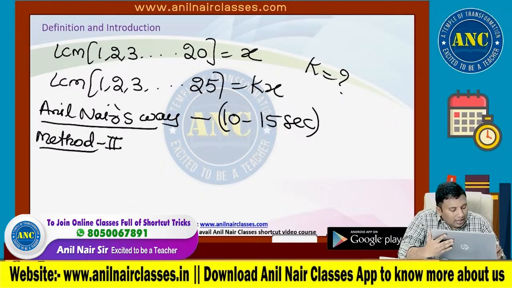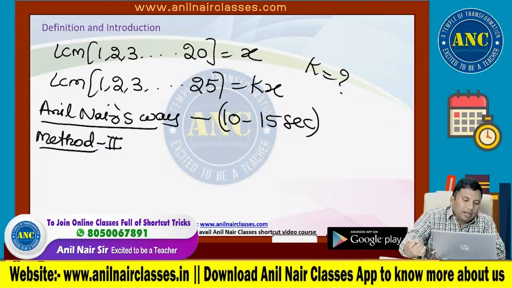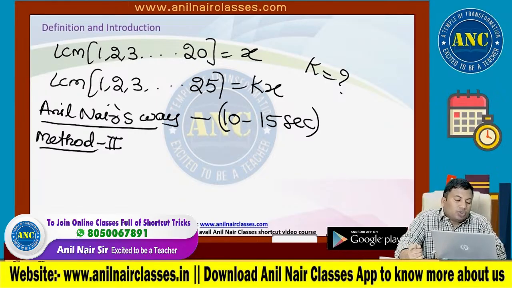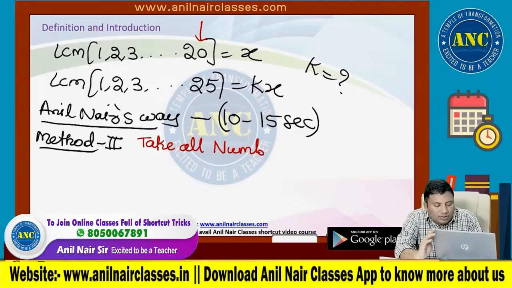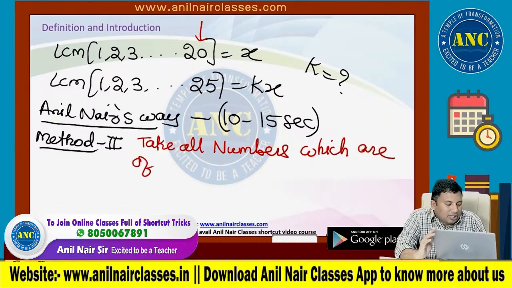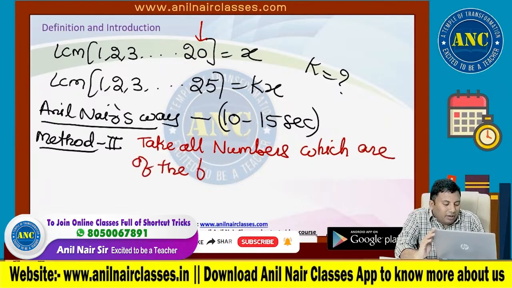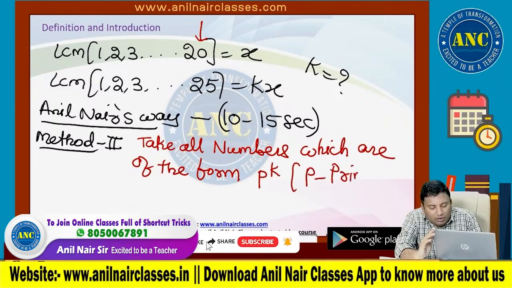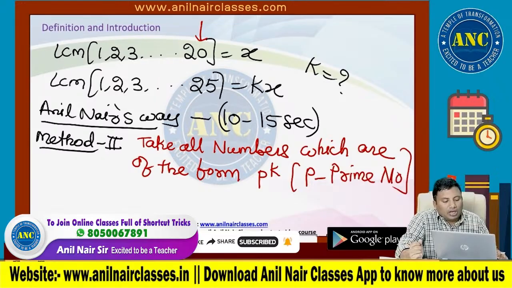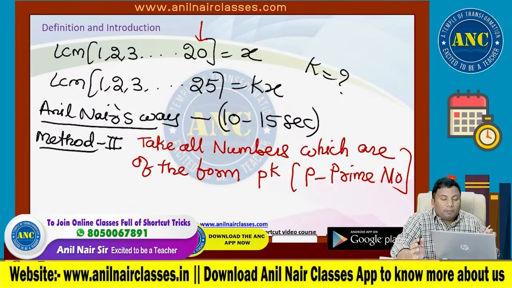Method 2. LCM of 1, 2, 3 till 20 is x. LCM of 1, 2, 3 till 25 is kx. Question is given till 20. Take all the numbers which are of the form p power k, where p is a prime number. Please write down this point.